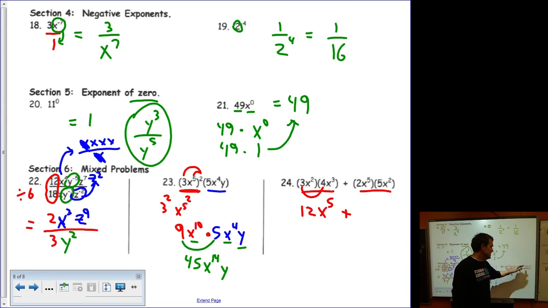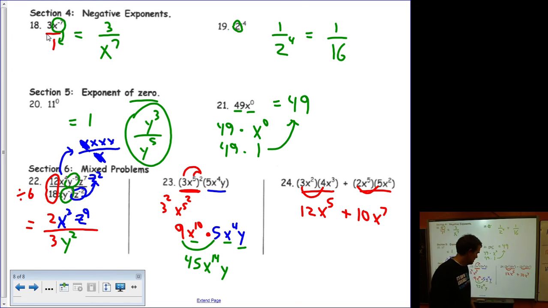All right, over here I'm multiplying the coefficients. 2 times 5 is 10. And I'm adding the exponents. 5x's and 2x's is a total of 7x's multiplied together.